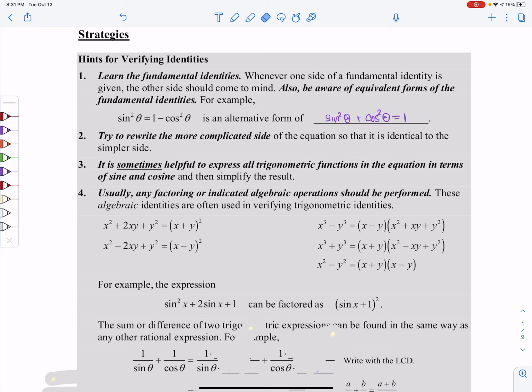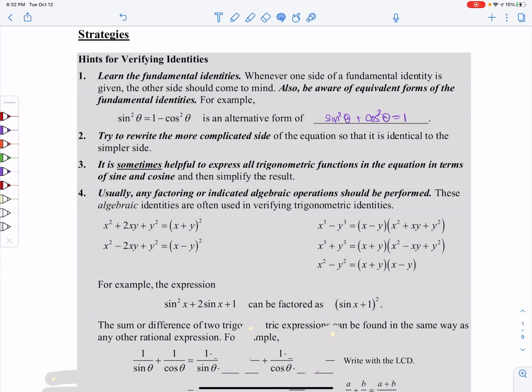Number 3. Sometimes it's helpful to put all of your functions in terms of sine and cosine and then simplify. Not always, but a lot of times it's easier to work with sines and cosines. Number 4, if there is any factoring to be done, be comfortable with factoring. You guys have done factoring since your high school days.